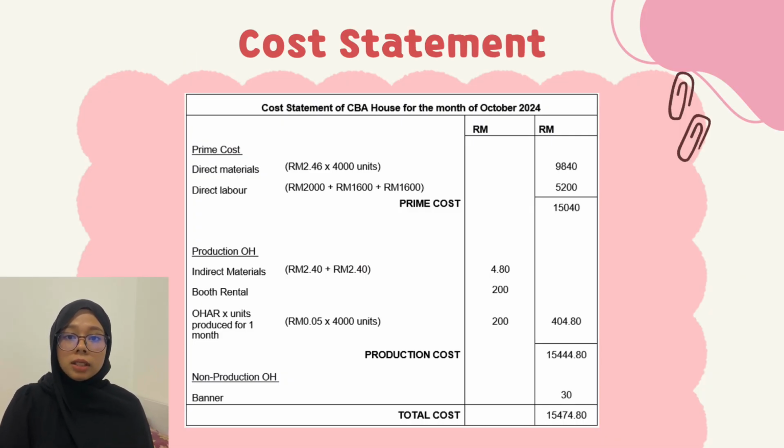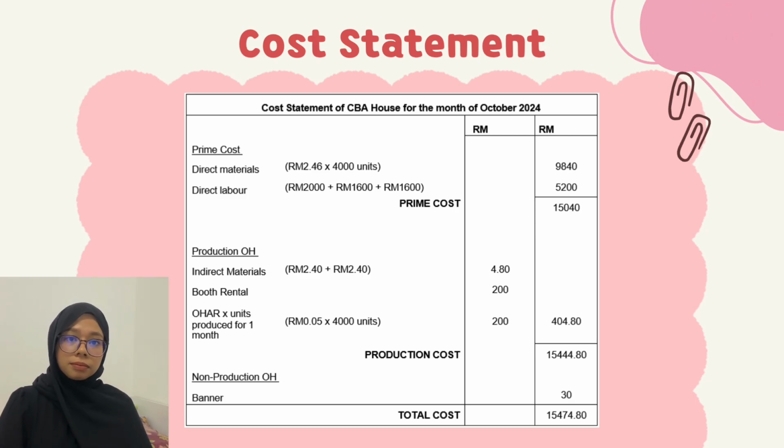So this is the cost statement of CBA House Enterprise for the month of October 2024. For the prime cost, we have direct materials, which is 2 ringgit and 46 cents times 4,000 units, and you will get 9,840 ringgit. And for the direct labor, we sum up all the labor wages, which is 2,000 ringgit plus 1,600 ringgit plus 1,600 ringgit, and you will get 5,200 ringgit.